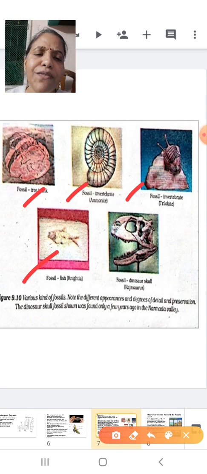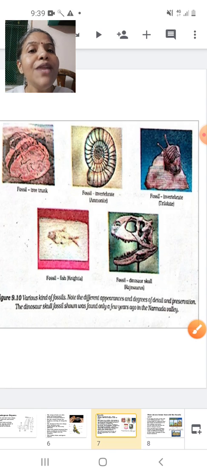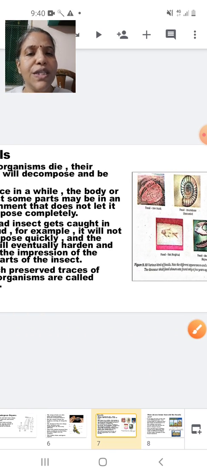Now here is a fossil of a dinosaur skull, which is called Rajasaurus, and the Rajasaurus was obtained from the Narmada Valley of India. So these are the different types of pictures of fossils which are there in our textbook. Now let us study more about the fossils.